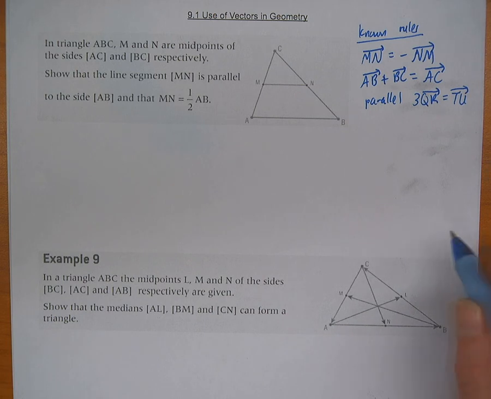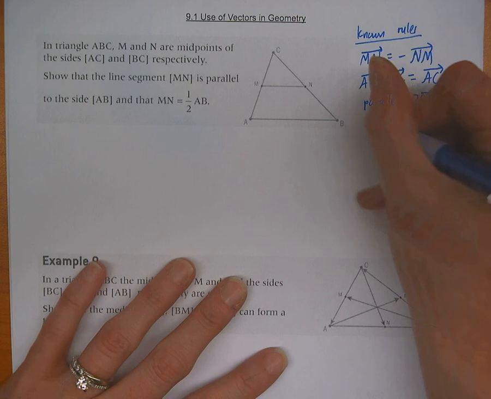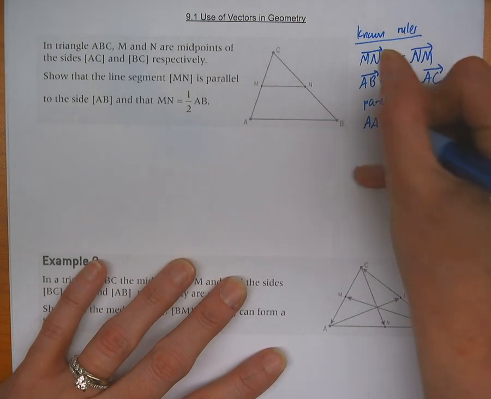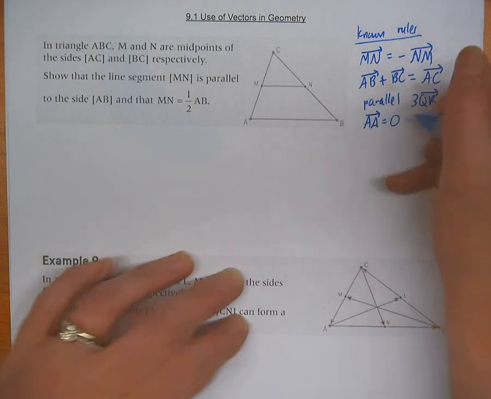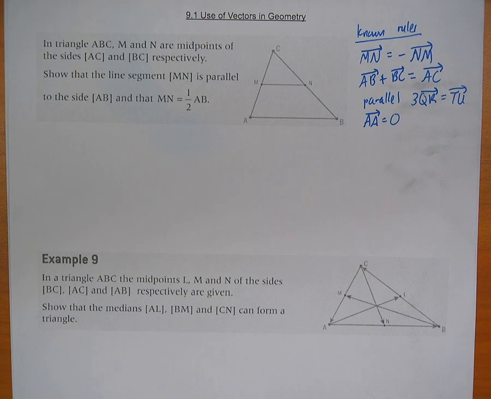And then one more thing that might be helpful for us is the zero vector, where you start and end at the same point. This doesn't seem like it'll be that useful, but it actually is going to come in handy here. So let's look at 2 examples where we're using vectors to do a proof in geometry. First of all, we have a triangle ABC. M and N are midpoints of the sides AC and BC, respectively.